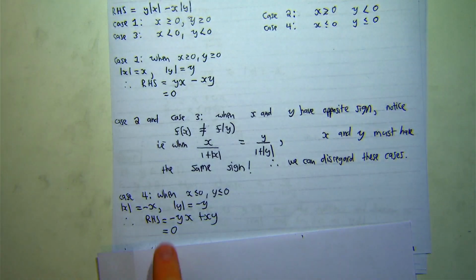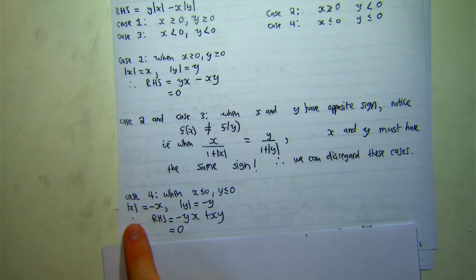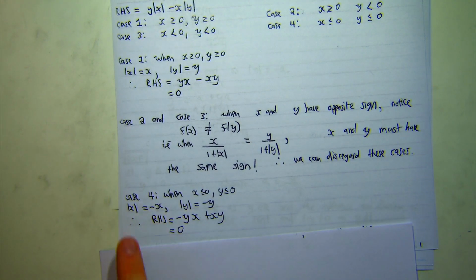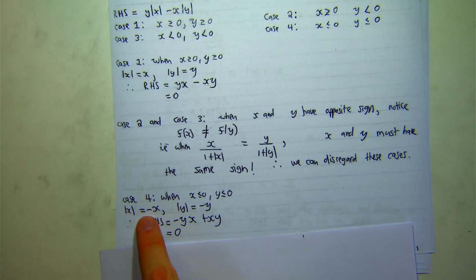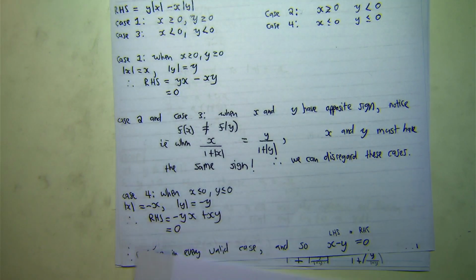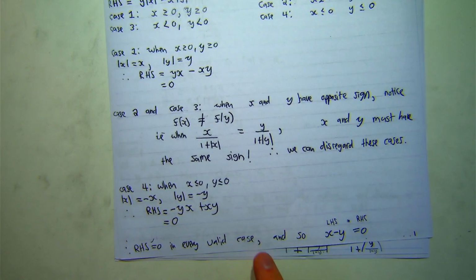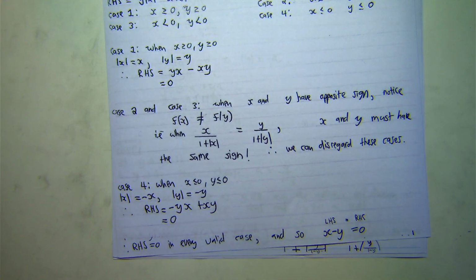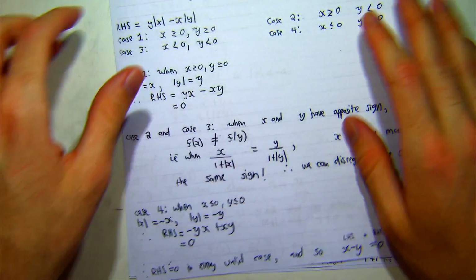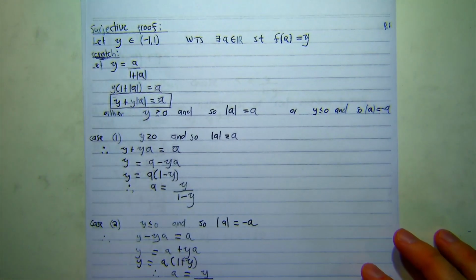And then lastly, if x and y are both negative, then the absolute value of x is equal to -x. So the absolute value of -2 is equal to 2. And when we plug that into the equation, we get this, which is 0 as well. Easy. So the right-hand side is equal to 0 in every valid case, and so therefore x minus y is equal to 0, and so x is equal to y. That is what makes the function injective, which concludes the injective proof there.